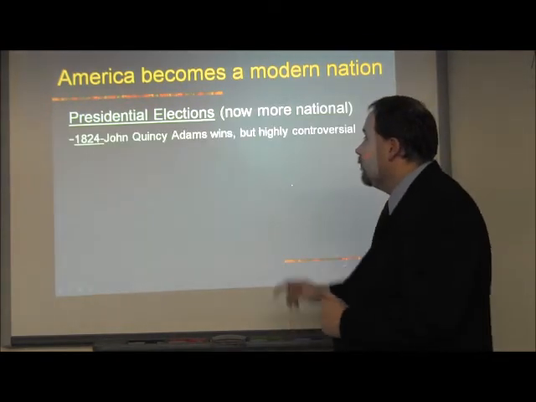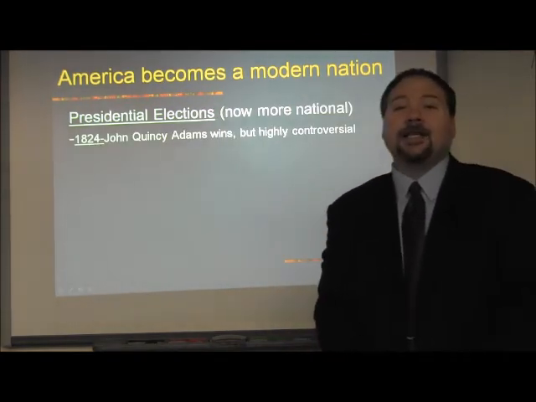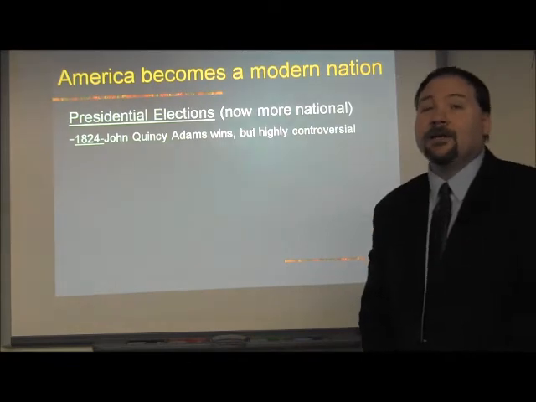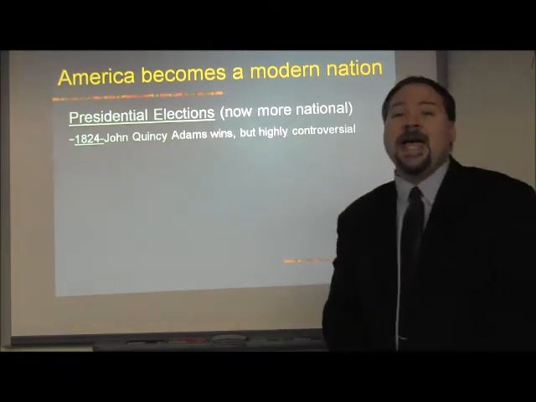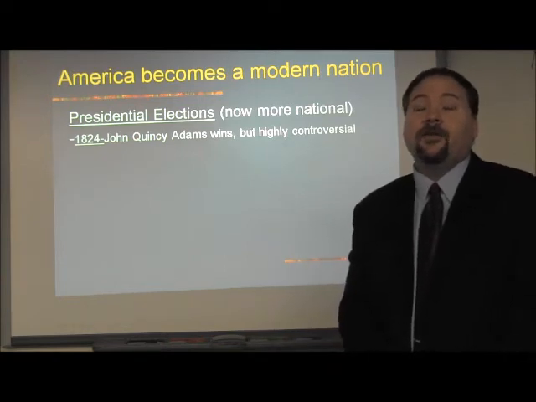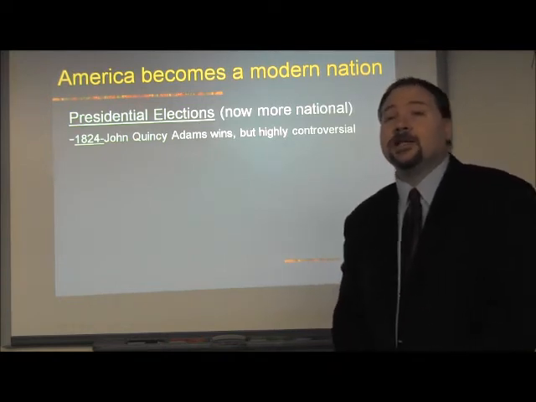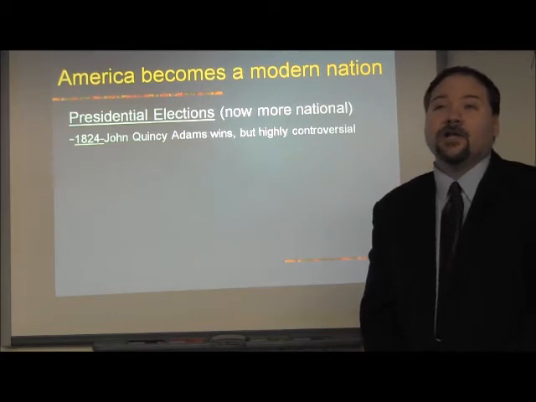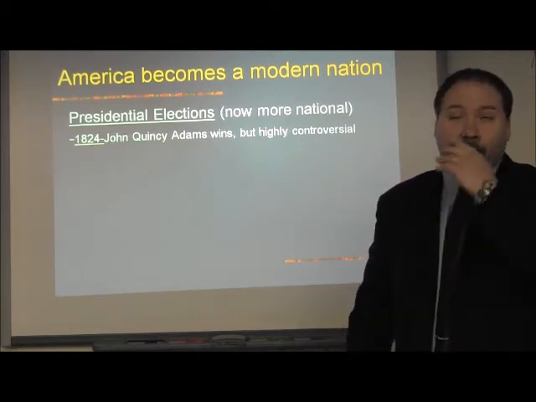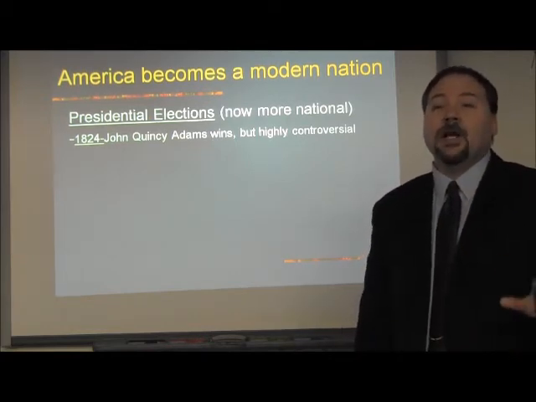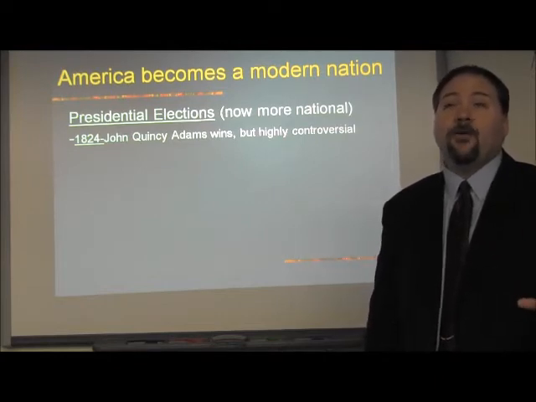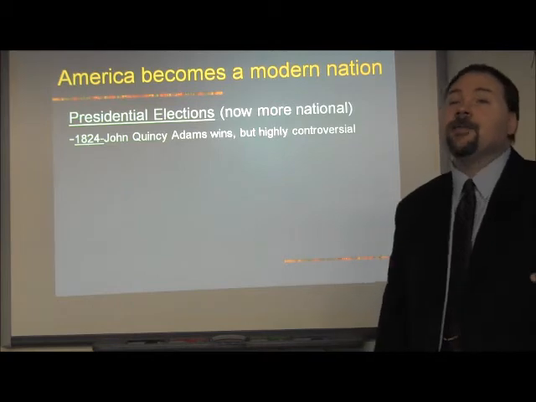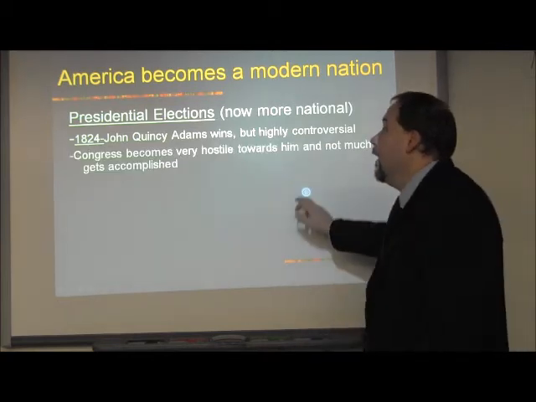Let's take a look at the election of 1824 then for president, which was pretty controversial. As you can see, John Quincy Adams, who was the son of our second president, John Adams, wins, but he wins in a very controversial way. There were 4 guys running for president, and none of them got enough electoral votes. And so what happens then is it goes to the House of Representatives to decide.